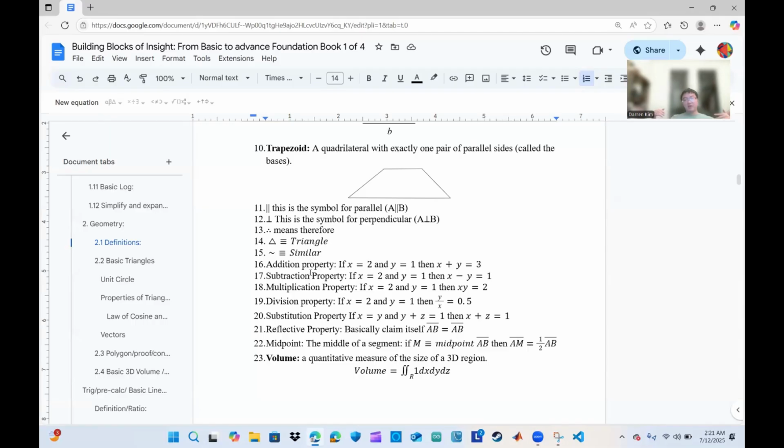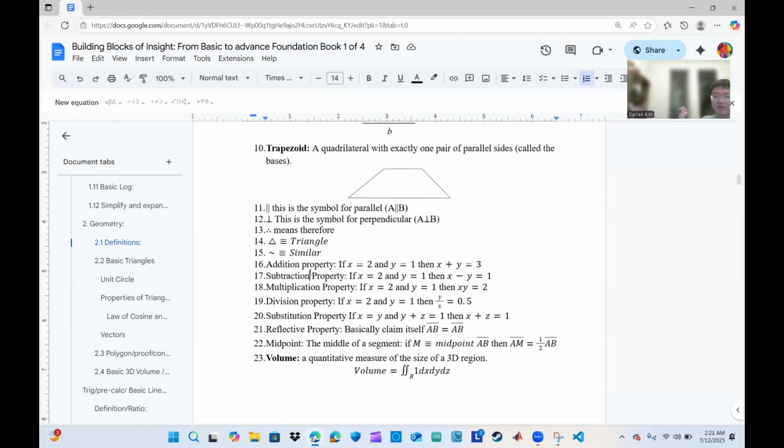Subtraction property. Because it's so obvious, I'm not actually going to touch that too much. Multiplication property. Division property. Substitution property is more for algebra, but we're putting it there. Now, reflexive property, where we need it, because it claims itself. It's not a statement, it's a reasoning that literally makes some proofs possible. Later on, we'll just remove it because we're going to assume that you understand what the reflexive property is.